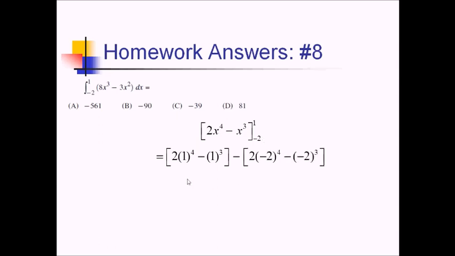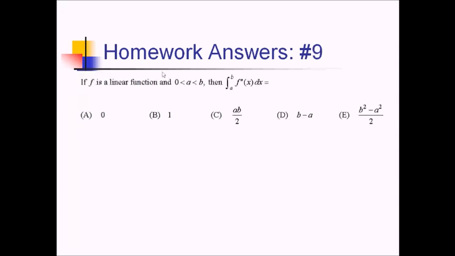And now some arithmetic. This is just 2 minus 1, which is 1, so that could be a lot worse. Over here, well, negative 2 to the 4th is 16 times 2 is 32. So we've got 32 minus negative 8, so plus 8. So at the end of the day, we're just doing 1 minus 40 when all is said and done, which gives us negative 39, choice C.